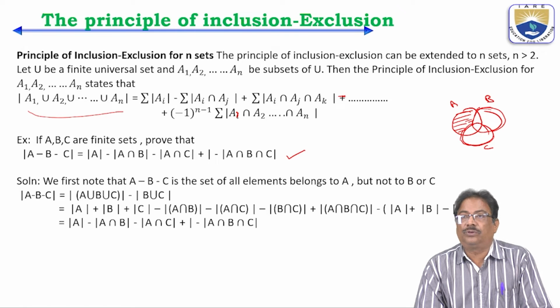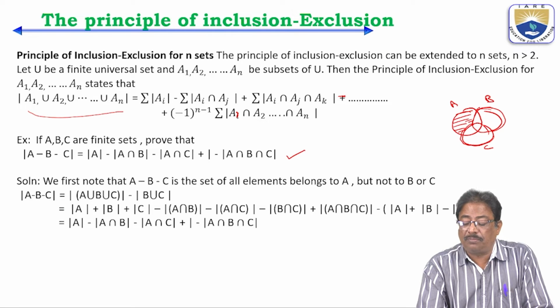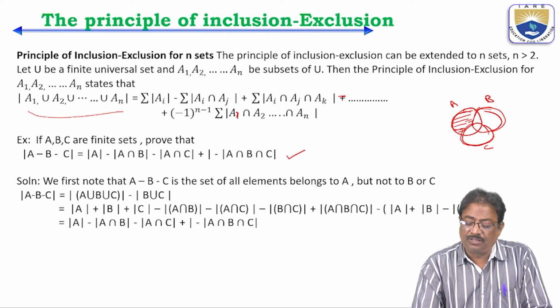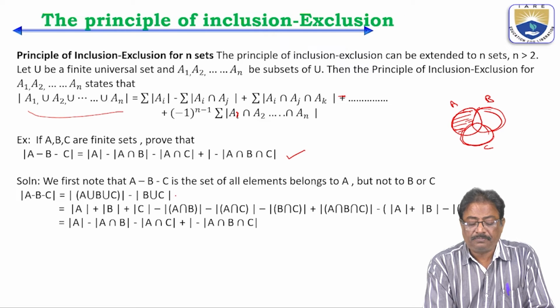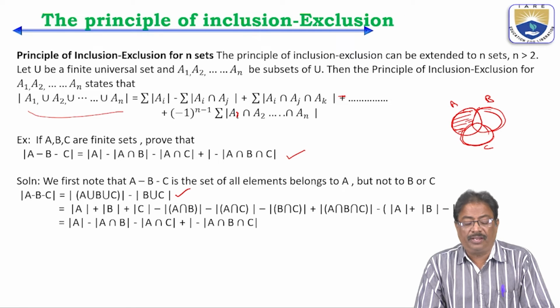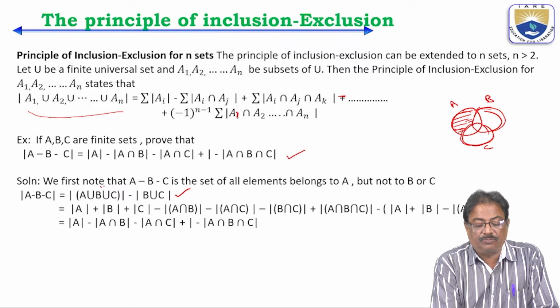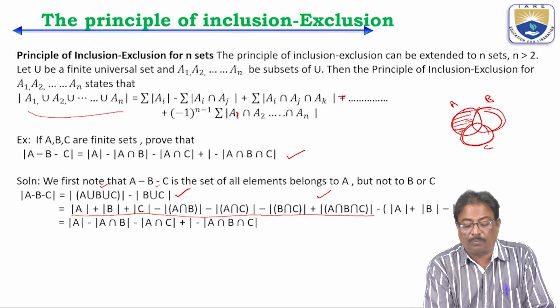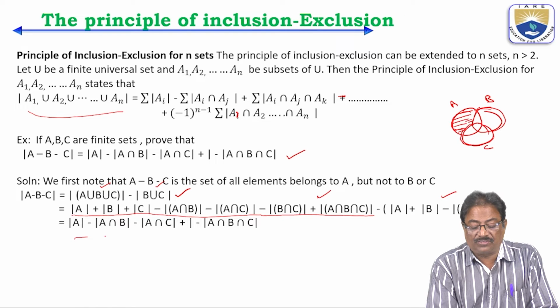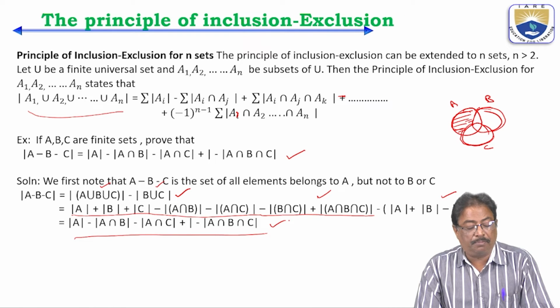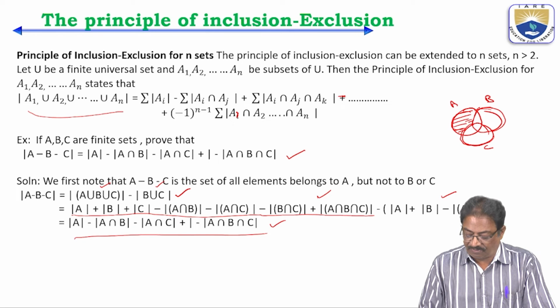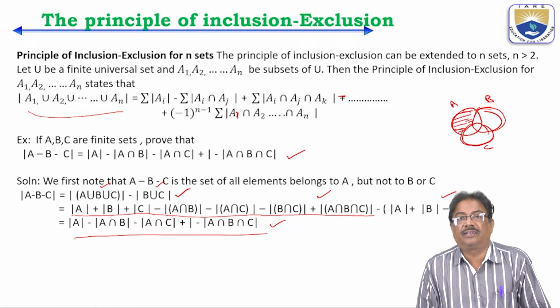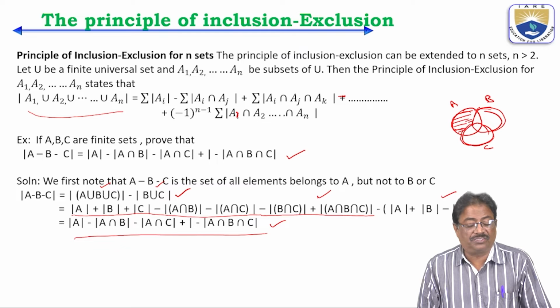So I am going to write it as A minus B minus C as the cardinality of A union B union C minus the cardinality of B union C. Then we apply the principle of inclusion and exclusion for three sets to this term, and for the other term we apply it for two sets. Then after simplification, we get one formula. So the cardinality of A minus B minus C is the cardinality of A minus the cardinality of A intersection B and minus A intersection C, and like that it will be.